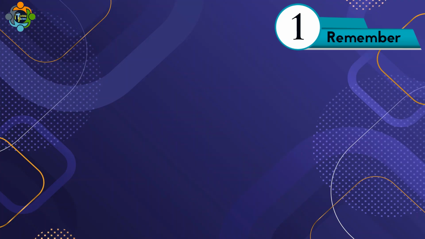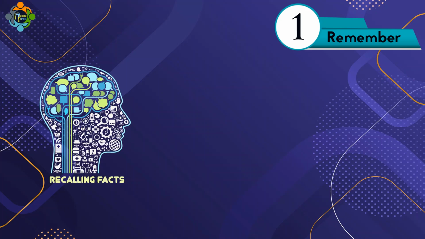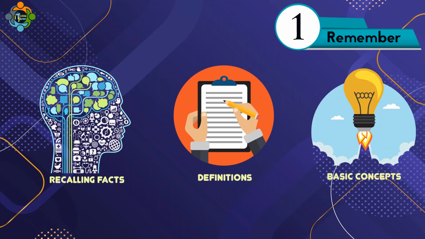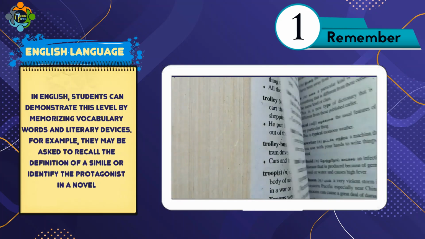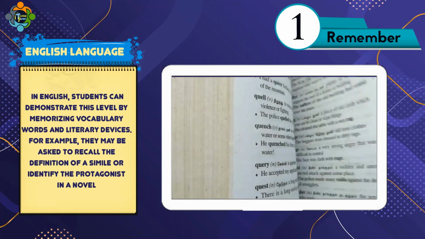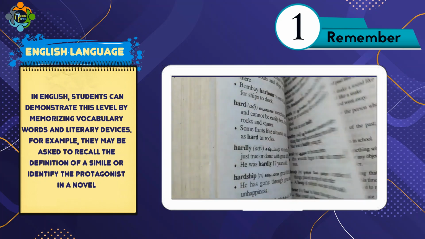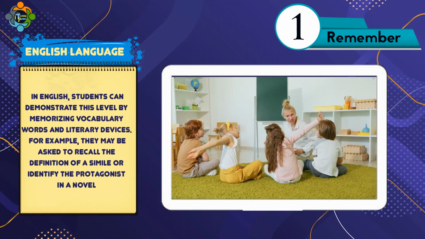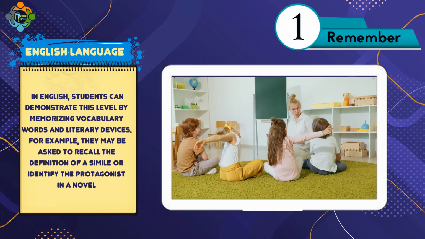The first level of Bloom's taxonomy is remember, which involves recalling facts, definitions, and basic concepts. In English, students can demonstrate this level by memorizing vocabulary words and literary devices. For example, they may be asked to recall the definition of a simile or identify the protagonist in a novel.